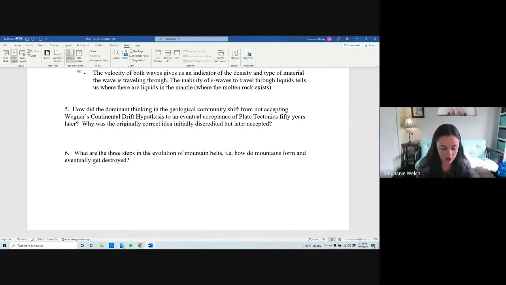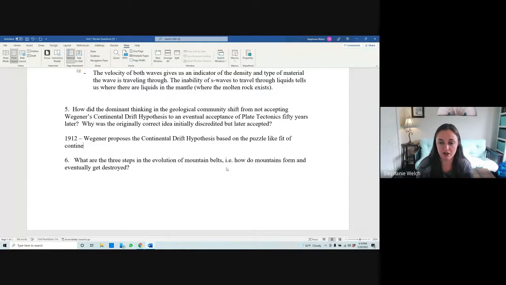So to understand this, you need to first understand that in 1912, Alfred Wegener, it should be spelled that way in the question, my bad, proposes the continental drift hypothesis based on the puzzle-like fit of continents on either side of the Atlantic Ocean.